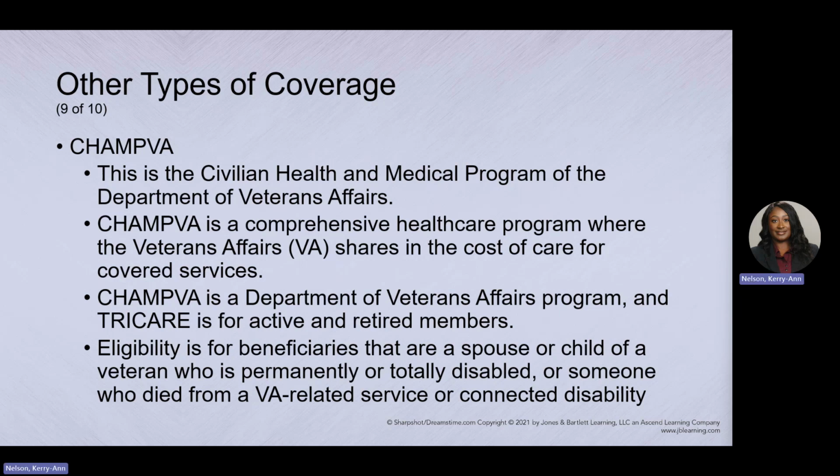Another type of coverage is CHAMPVA. This is the Civilian Health and Medical Program of the Department of Veterans Affairs. CHAMPVA is a comprehensive healthcare program where the Veterans Affairs shares in the cost of care for covered services. CHAMPVA is a Department of Veterans Affairs program, and TRICARE is for active and retired members. Eligibility is for beneficiaries that are the spouse or child of a veteran who is permanently or totally disabled, or someone who died from a VA-related service-connected disability.